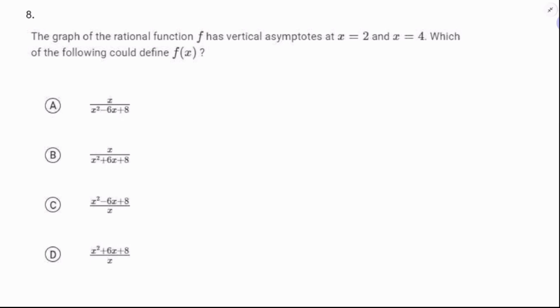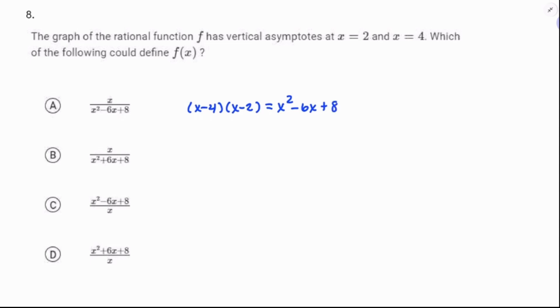So here we've got vertical asymptotes at 2 and 4, so they need to be 0. So the denominator, you know, you can go and factor, I guess it's x squared minus 6x plus 8, and that's going to be x minus 4 and x minus 2, so... Okay, so that's something that has zeros at 2 and 4.